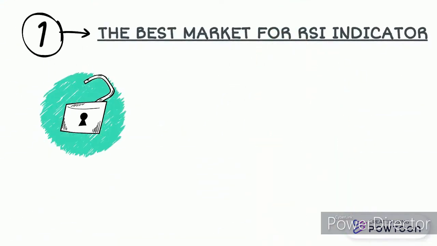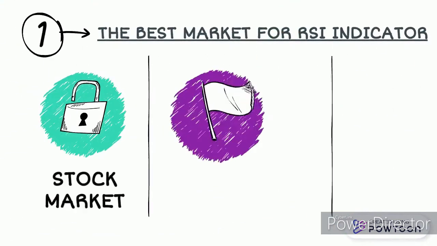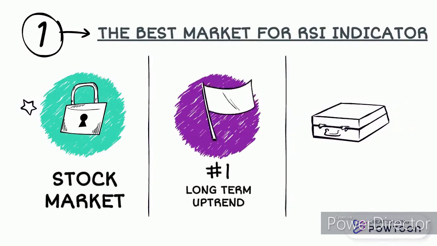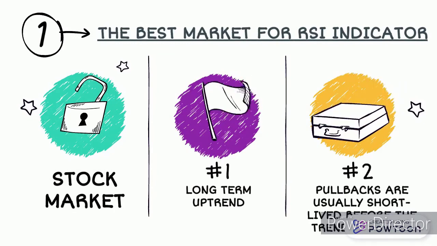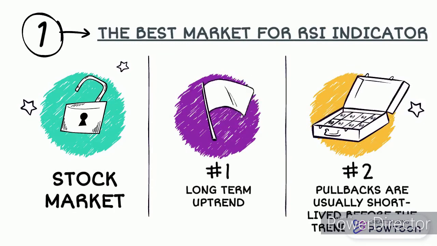The best market for the RSI indicator is the stock market. First, the stock market has a long-term trend, for example, economic growth, GDP increases, and the country does well. Next, the pullbacks in the stock market are usually short-lived. We can actually use the RSI indicator to look for buying opportunities.